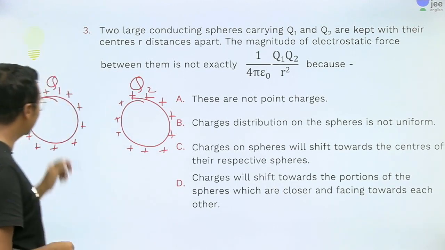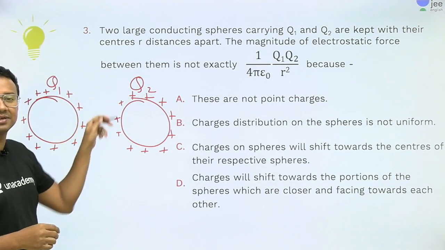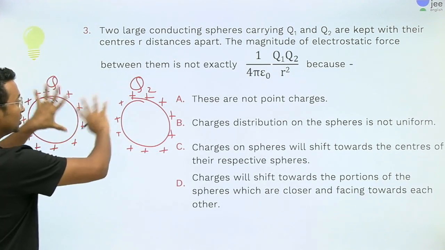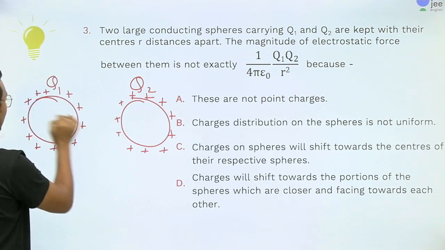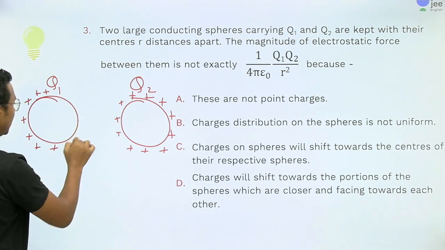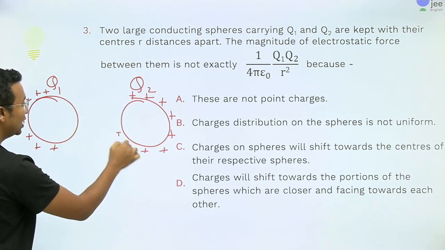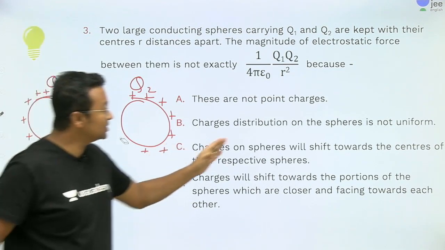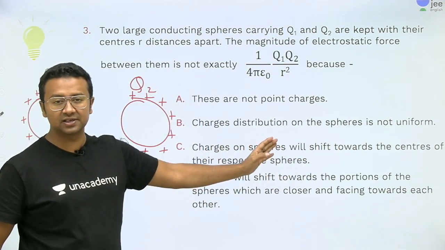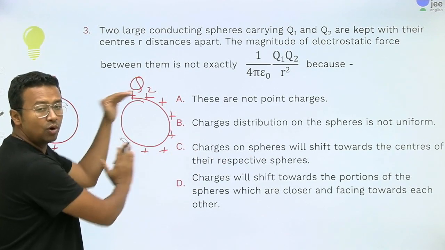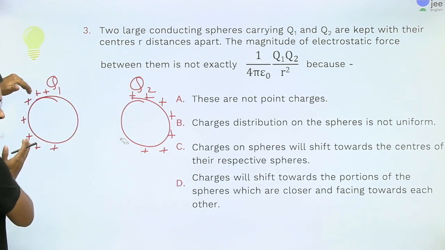Okay, why? Try and understand that these charges and these charges are going to repel each other. So the charge distribution is going to be more on this side. These charges will be moving more towards this side. So charges on the spheres will shift away from the centers of their respective spheres, that means move more towards this side or towards this side.